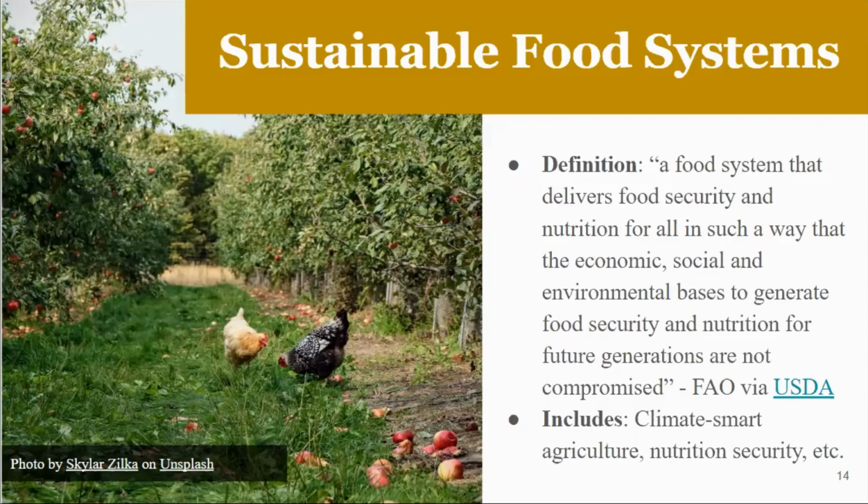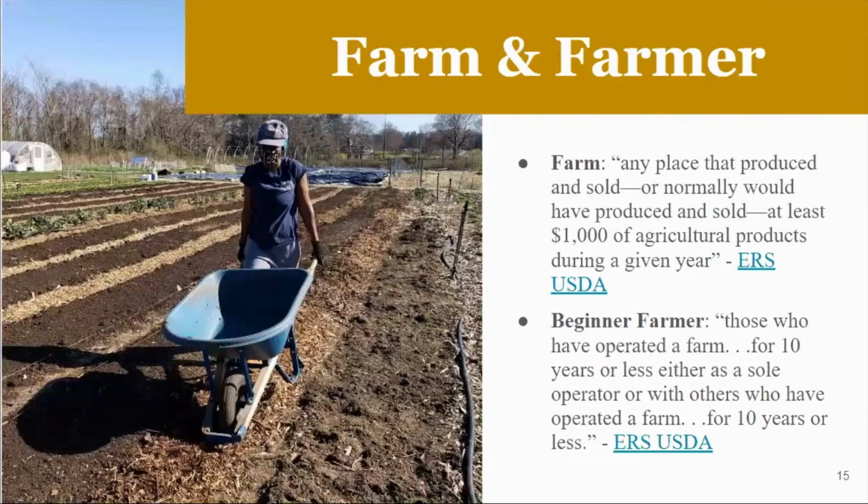So now let's think a little bit about one of the key places where we're growing a lot of our food, or at least the components of our food, as well as who is producing that food. That would be the farm and farmers. A farm, as defined by the Economic Research Service of the USDA, so the USDA has all these different departments, which is what all these little abbreviations are, is any place that produced or sold, or normally would produce or sell, at least $1,000 of agricultural products during a given year. So it's really focused on not only growing food, but how much money you're making from it. It's really centered on economics.